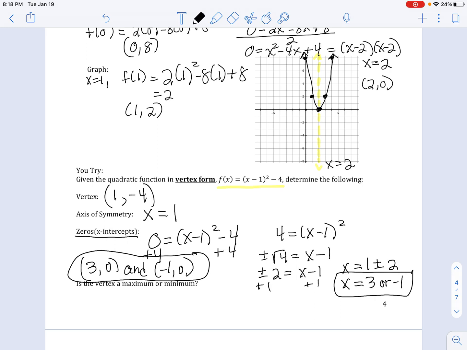Is the vertex a max or min? So let's look at the a value of our function. A is 1. That means it's positive. That means the u is opening up, which means the vertex is the lowest point. So the vertex is a minimum.